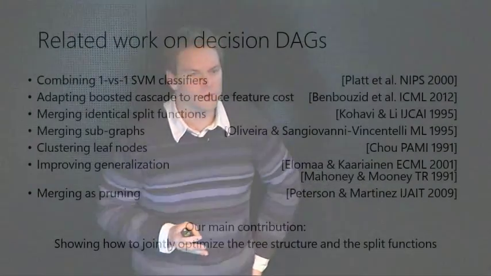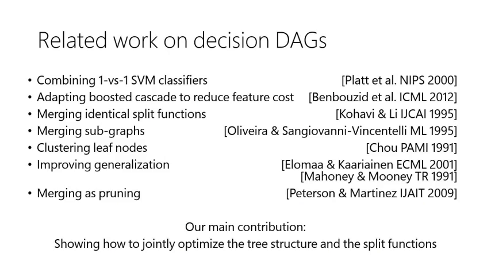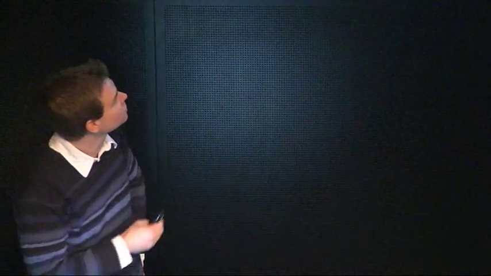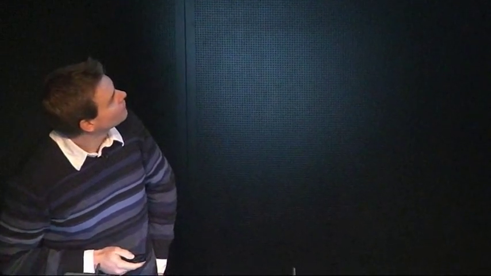Now, of course, we're not the only people to have been looking at decision graphs and decision DAGs, and here's a selection of some of the related work that we found. I won't talk through that in any great detail. I think where we differ from these pieces of work is that we're really able to jointly learn the structure and the features, at least within an individual level at a time. And our experiments showed that that was actually quite an important thing to be able to do.